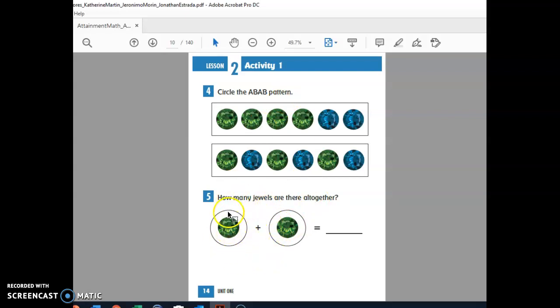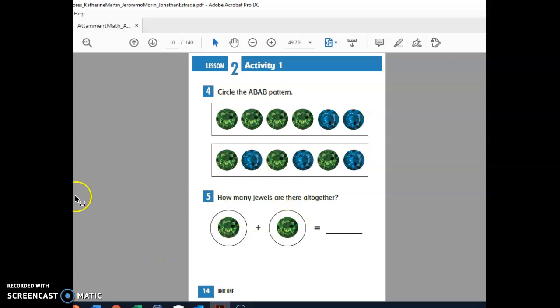The next question says, how many jewels are there all together? So how many do you have all together? Remember, you want to add how many are in the circle plus the other one. So you're going to say the number plus the other number equals all together, and then you're going to write your answer. So remember, you're going to add this one plus this one.